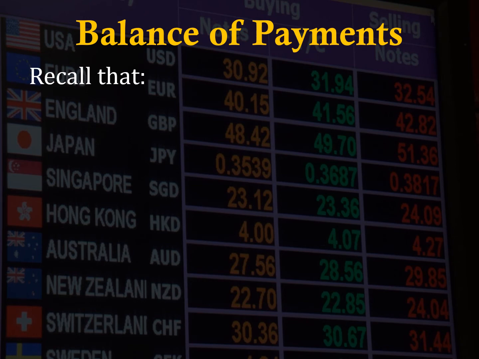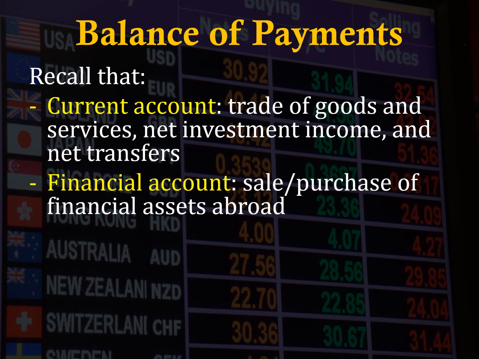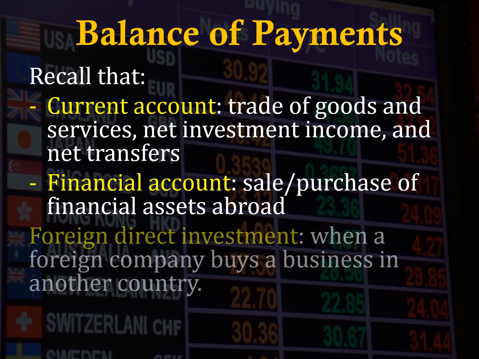Back in section 7.2, we looked at the balance of payments. Recall that the current account includes three things: the trades of goods and services, net investment income, and net transfers. In other words, remittances, people sending money from one country to another. The financial account includes sale and purchase of financial assets abroad. We also mentioned what foreign direct investment was, when a foreign company buys a business in another country entirely. We saw this with, I believe, Tim Hortons purchasing Burger King. Tim Hortons is a Canadian company. They bought Burger King, an American company, and basically turned Burger King into a Canadian company.